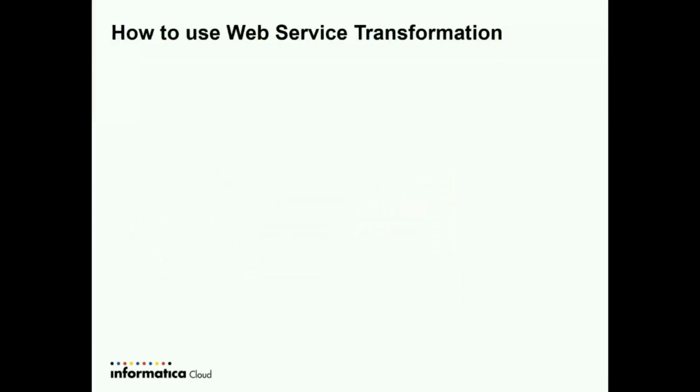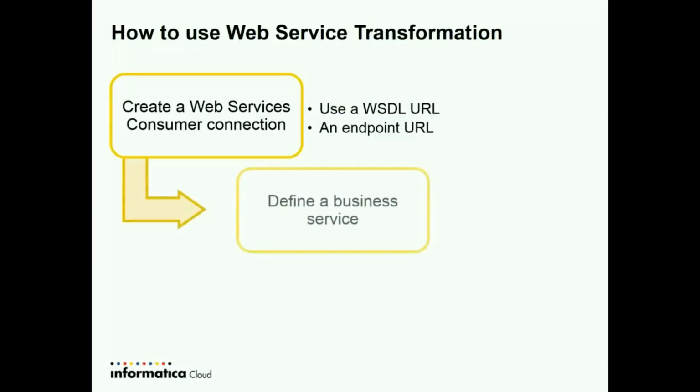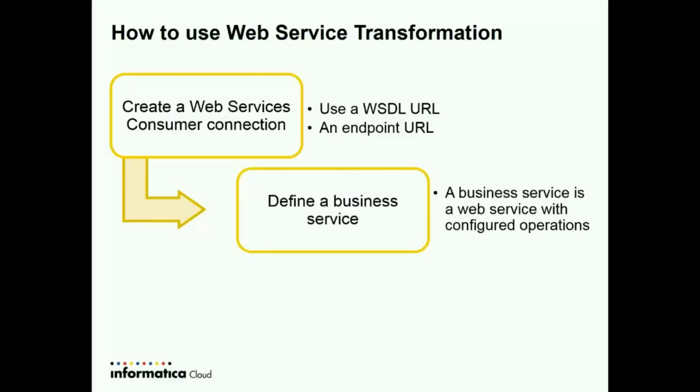To use the web services transformation, you can perform the following steps. Create a web services consumer connection using a WSDL URL and an endpoint URL. Define a business service. A business service is a web service with configured operations. You define a business service to add operations to the web services transformation in the Mapping Designer.